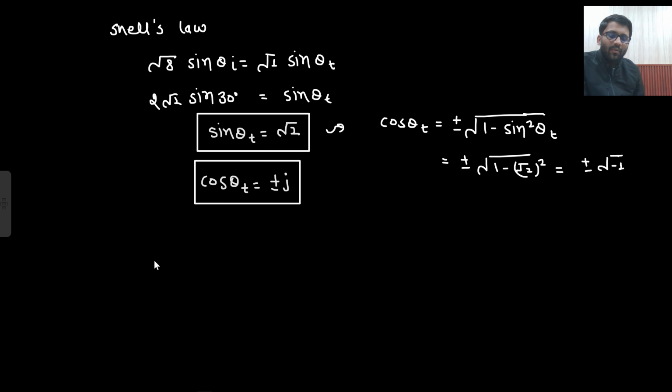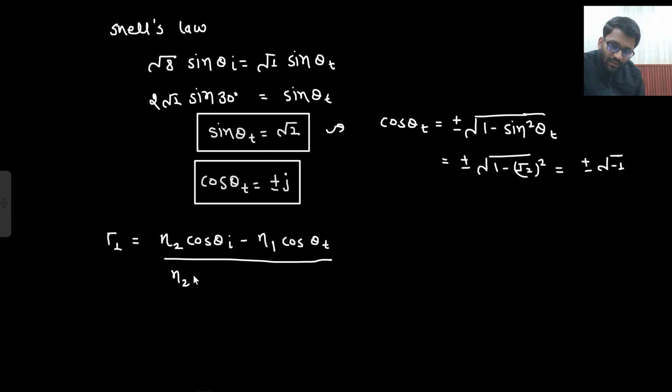Now what am I going to find? I'm going to find the reflection coefficient first, for perpendicular polarization. Whatever formula we remember is for the electric field. So what is the formula? Eta 2 cos theta i minus eta 1 cos theta t, divided by eta 2 cos theta i plus eta 1 cos theta t. I also told you the trick: since it is perpendicular, the two are cutting each other, so eta of this one, theta of this one.